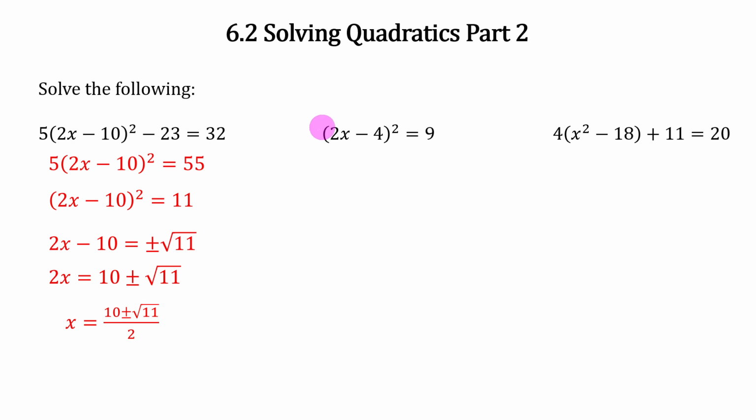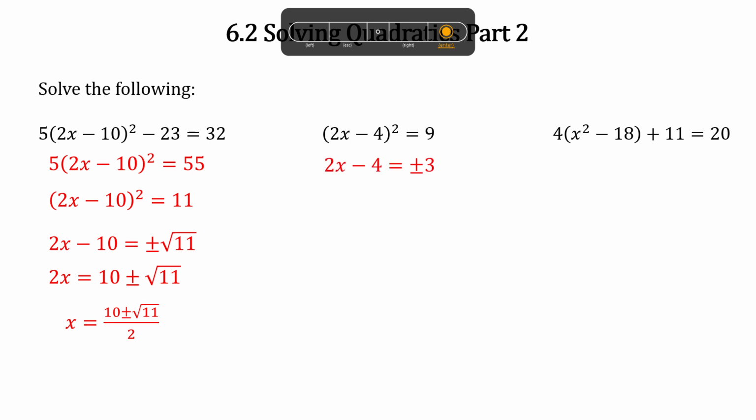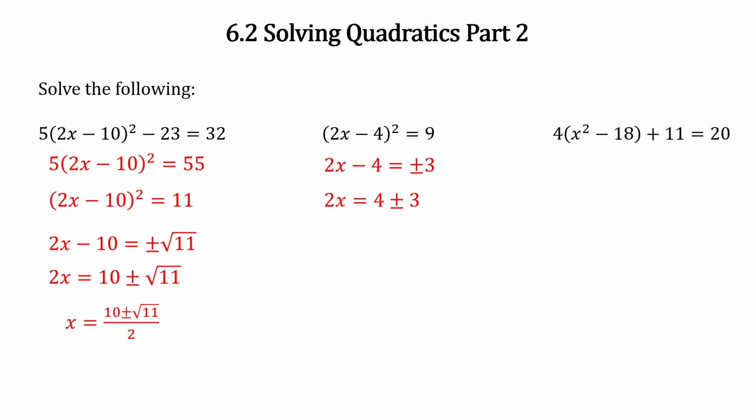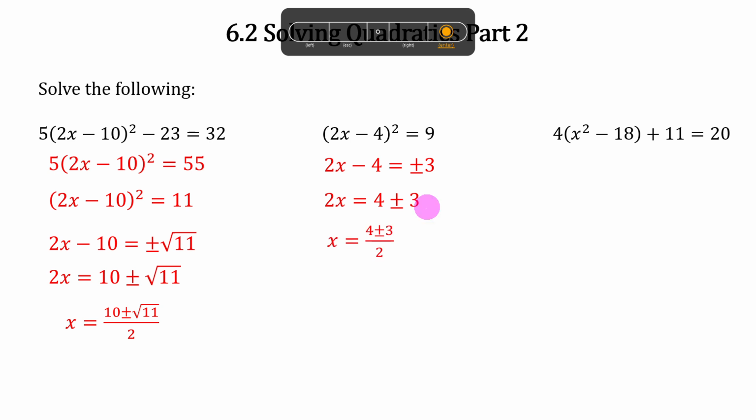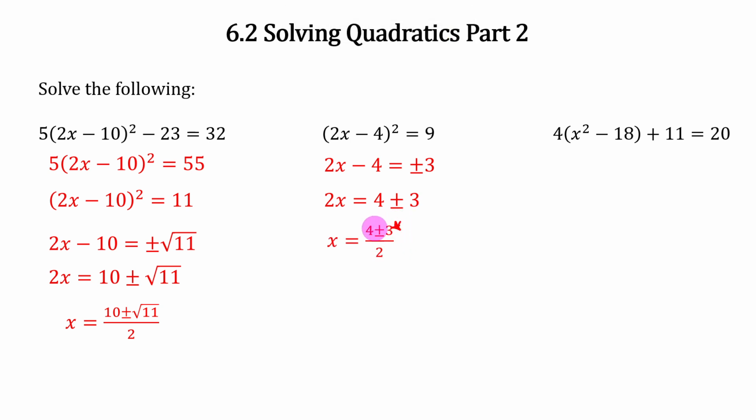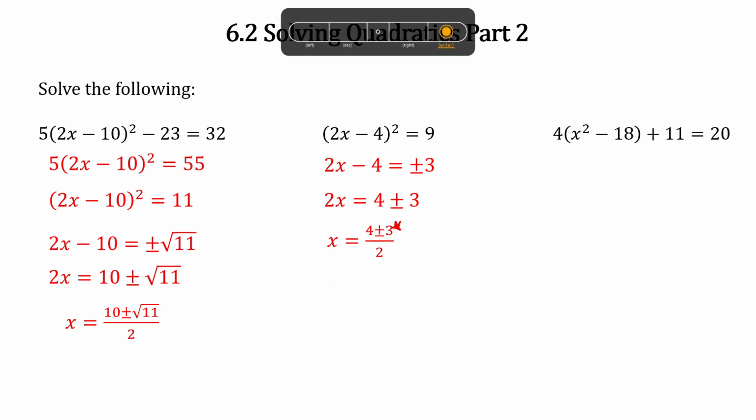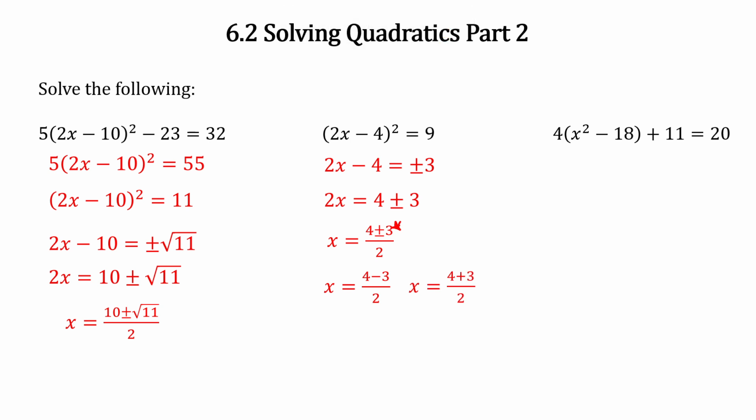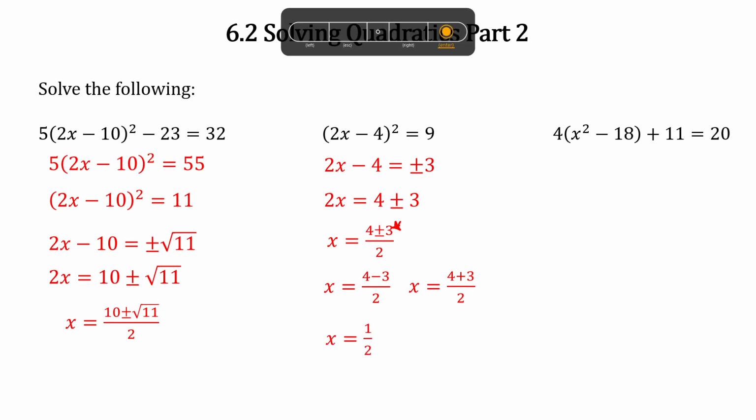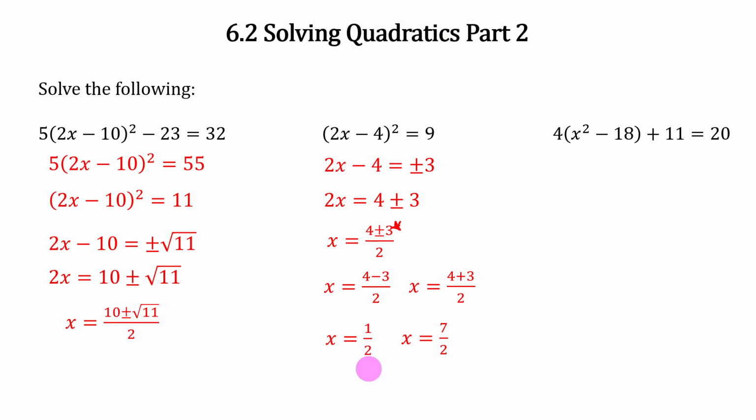Next one here, everything's by itself already, so I'm going to take the positive and negative square root, and the nice thing is 9 is a perfect square. So now I'm going to add 4, and then I'm going to divide by 2. Well, the thing is, Delta Math is going to want you to actually work this out since it's not a square root anymore. So we do 4 minus 3 over 2, and 4 plus 3 over 2. Very simple. On the left, we get 1/2, and on the right, we get 7 over 2. Delta Math, as soon as you type 1/2 and then put a comma, will pop open a new box for you, and you put 7/2.